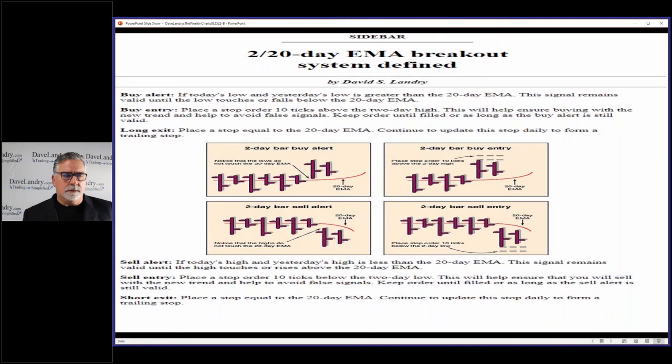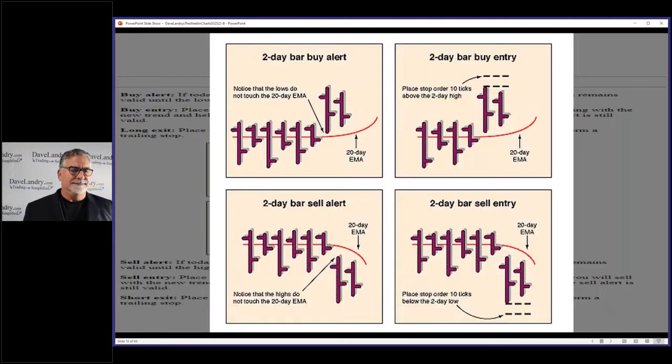Now, here's a system I alluded to a minute ago, and I'm dating myself here. This was published in 1996. You could find this graphic on the internet by Googling 2/20 EMA breakout system. Lately, I've been using the 30-day EMA. You can use your favorite EMA. So we're looking for 2 bars of Landry light, which just means the two lows are greater than the moving average for the buy. Bar one, bar two.